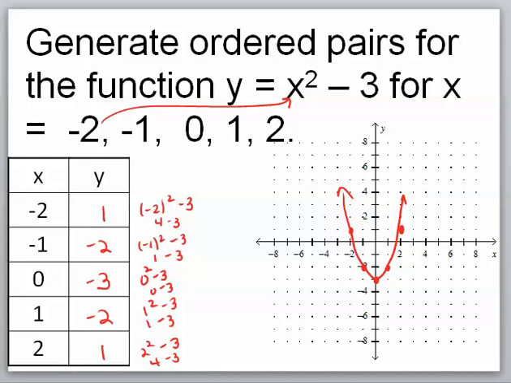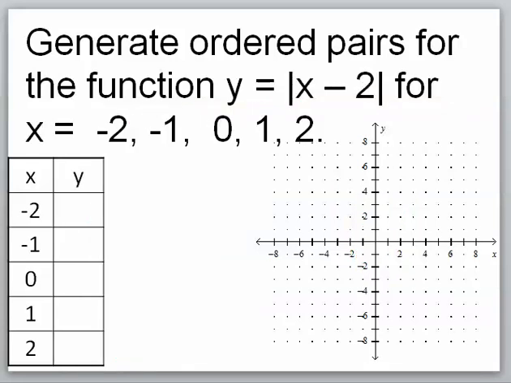The last example for graphing is one that has absolute value. Let's see what type of shape we get for an absolute value. Same process. Put in -2. So -2 minus 2 is -4, but the absolute value of -4 is 4. Plug in -1. -1 minus 2 is -3. The absolute value of -3 is 3.